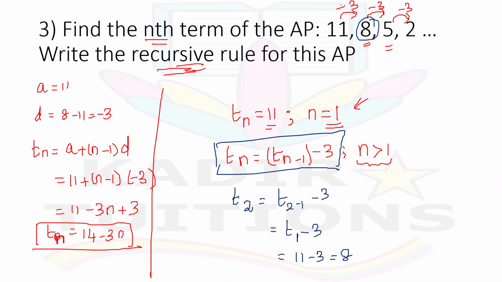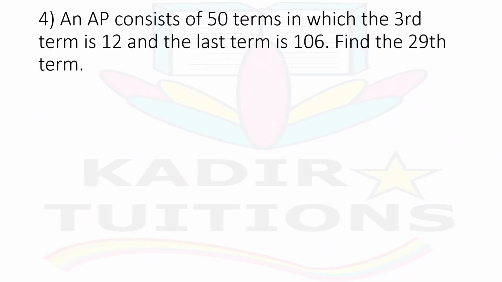So now what we are finding? We are finding the term value with respect to the previous term value. So current term is n, then what about the previous term? It is n minus 1. So that is how this formula actually came. So we'll see the next problem.